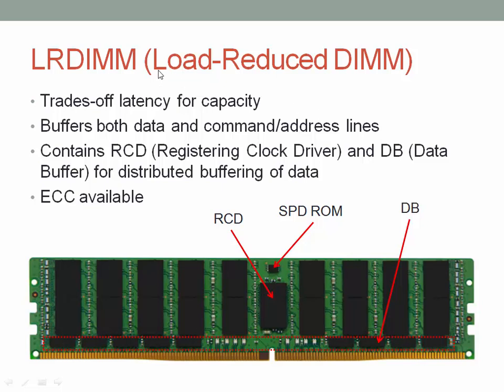Next is LRDIMM, which is a load-reduced version where not just the address and command lines, even the data lines are buffered. This reduces the load on the data bus, which helps in adding more DIMMs on a board. This is again used in servers.